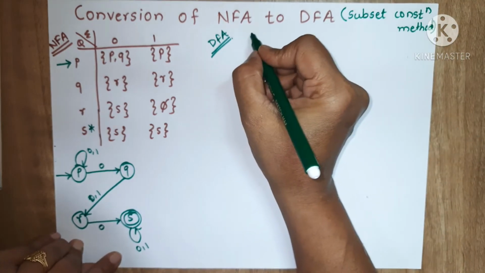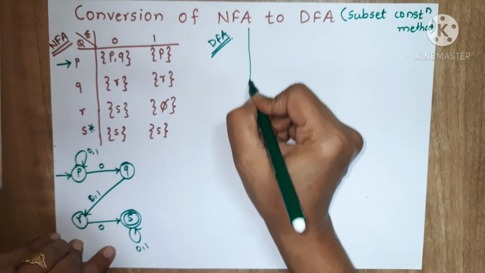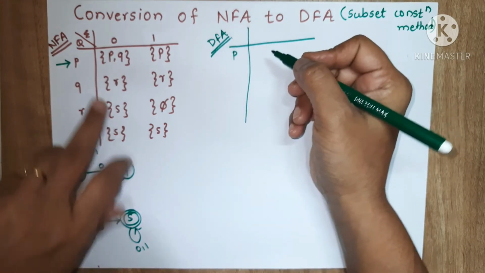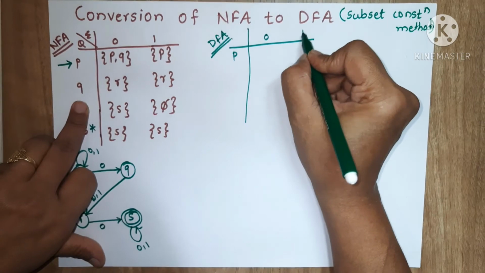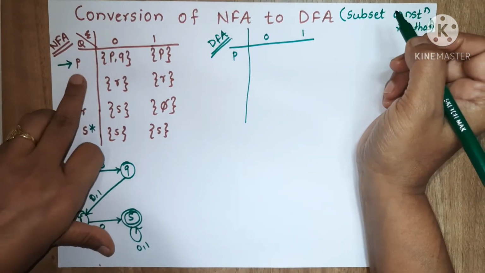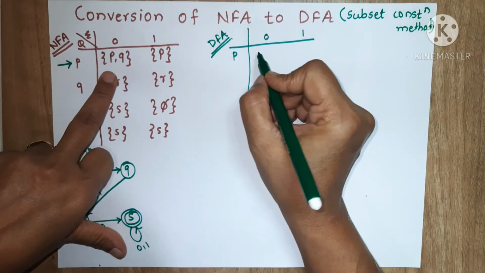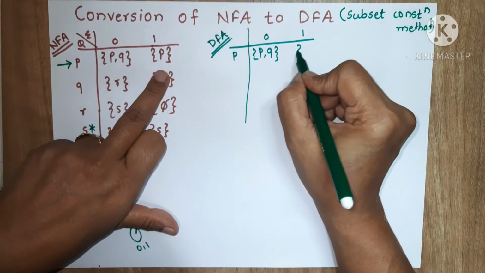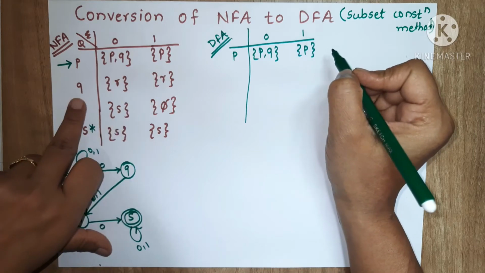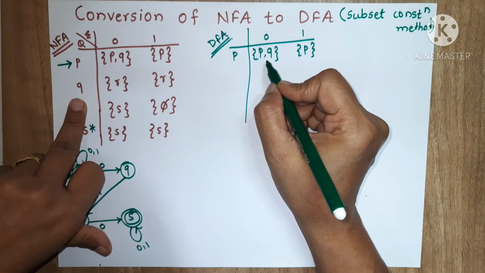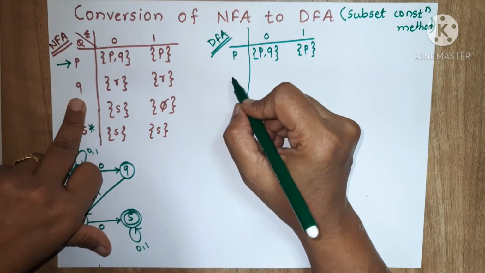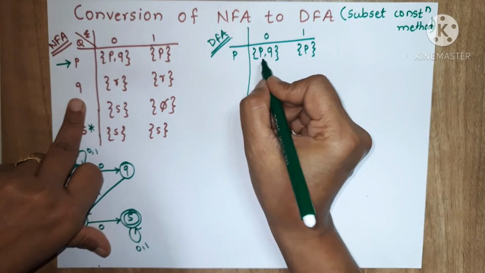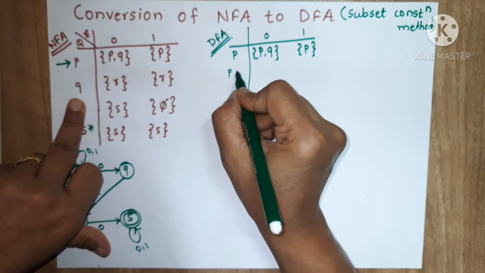As we know, in the subset construction method, we have to start from the initial state, that is P, and here the input alphabets are 0 and 1. So P on 0, where is it going? It is going to PQ. And P on 1, where is it going? P state. Whatever subsets are generated here, we are going to take as a state in the DFA. So the next state which we are going to take is PQ.